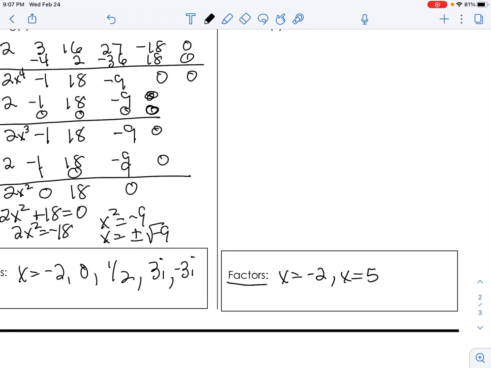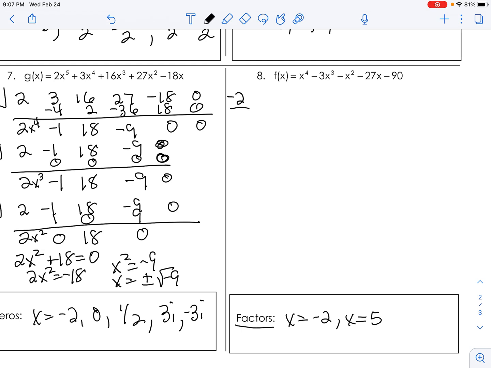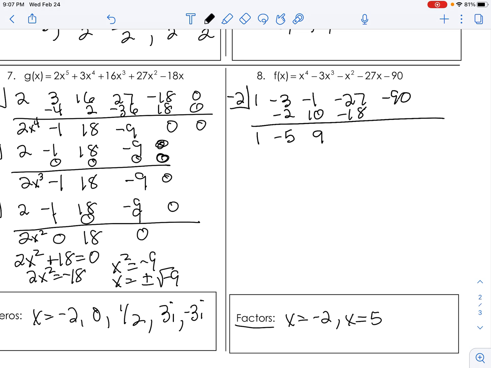Okay. Now, on this one, you see how it says factors? I'm going to go ahead and write the zeros, and then I'll write the factors. Okay. I just want to make sure that we answer it correctly. So -2, 1, -3, -1, -27, -90. 1, -2, -5, 10, 9, -18, -45, 90, 0. Ooh, that was close. I was worried I wasn't going to end up with a 0. Now let's go to the next one. 5, 1, -5, 9, -45.